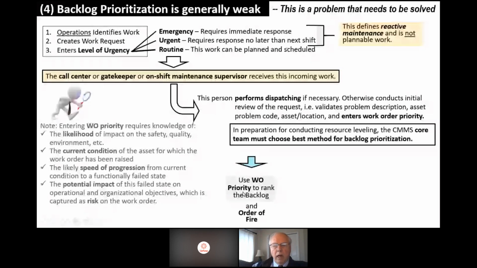And I've been to a site, I'm taking my pen out here. The site had 1, 2, 3, 4, 5. Priority 1 was emergency. Priority 2 was urgent. Priority 3 was plannable work. Priority 4 was this requires a shutdown. Actually, there was no 5.